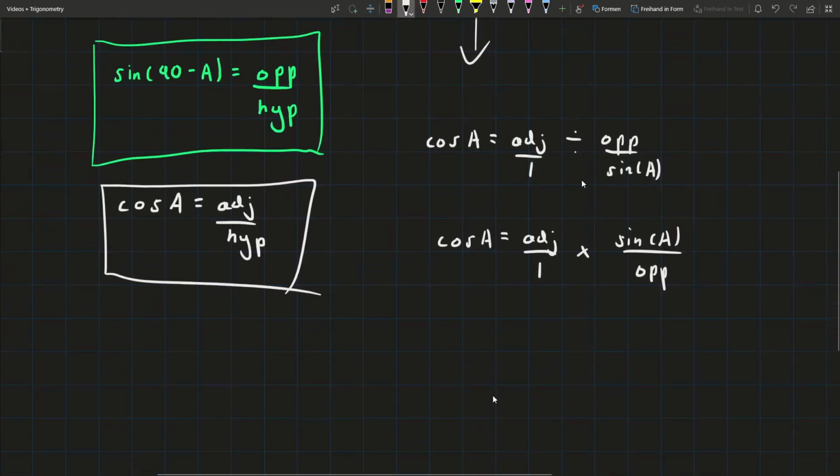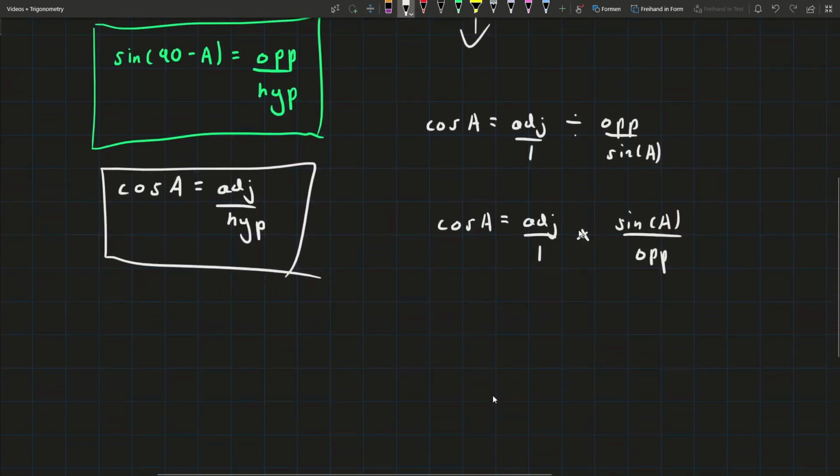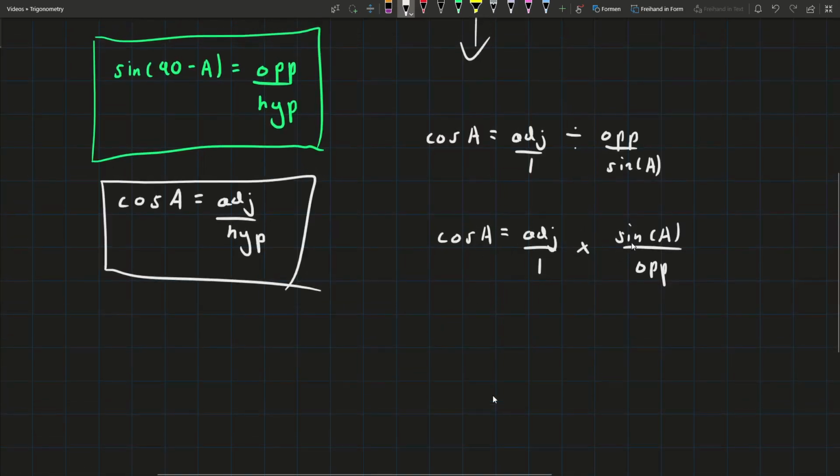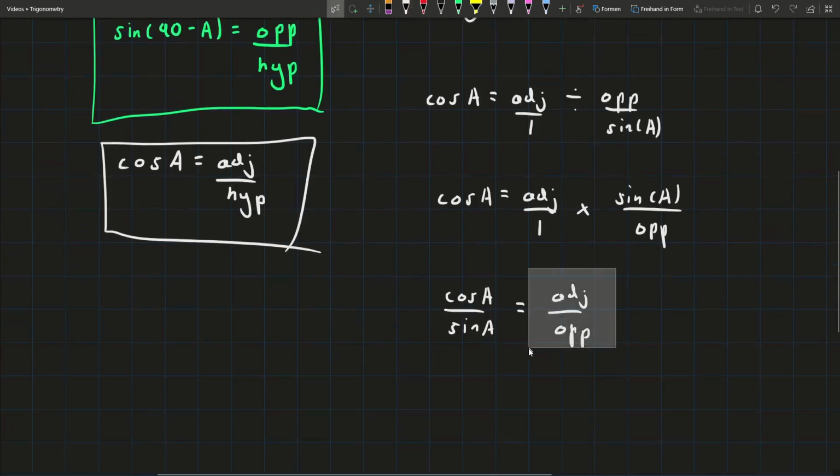And then obviously we wanted to figure out what the ratio is. So I'm going to bring the sine A down to the other side as a division. We get cos A over sine A equals adjacent over opposite. Okay, and boom, we just found out a ratio between the adjacent and the opposite. And you could call this whatever you want.